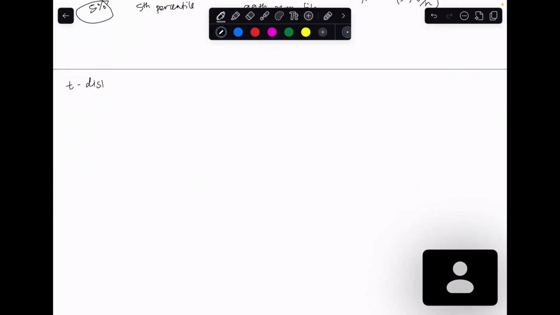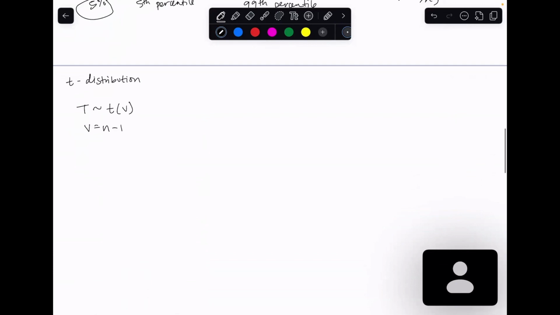T distribution. All right. So you might see this written like T with V again, right? V is also degrees of freedom in this case. V equals n-1. Remember that from our chi-squared. What a T distribution looks like is kind of like a normal. So if I have a normal distribution that looks like this, my T distribution is probably going to look something like this.